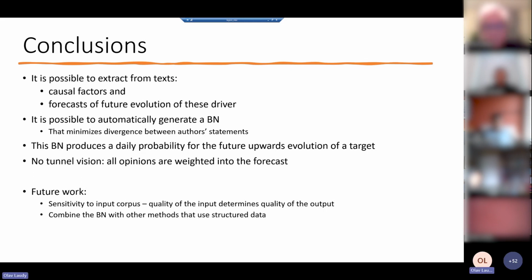Additionally, we plan to explore how our Bayesian network methodology can be integrated with other analytical techniques that utilize structured data. Thank you for your attention. Alex and I are now open to any questions you may have.